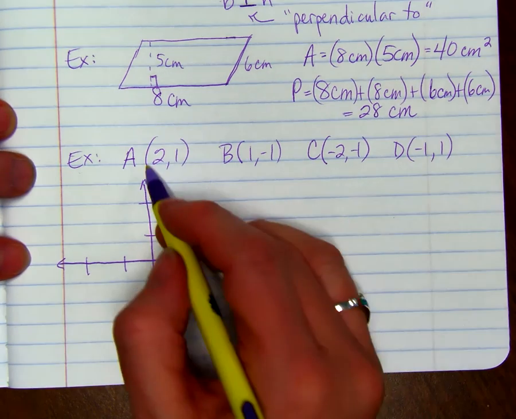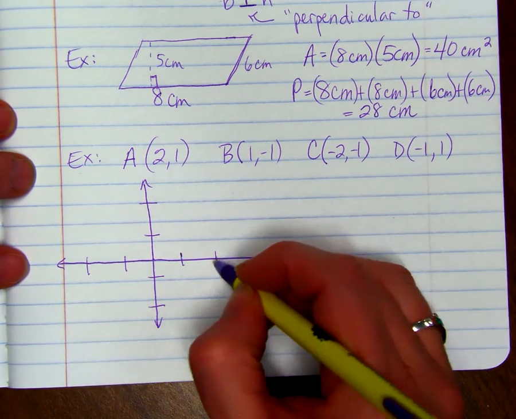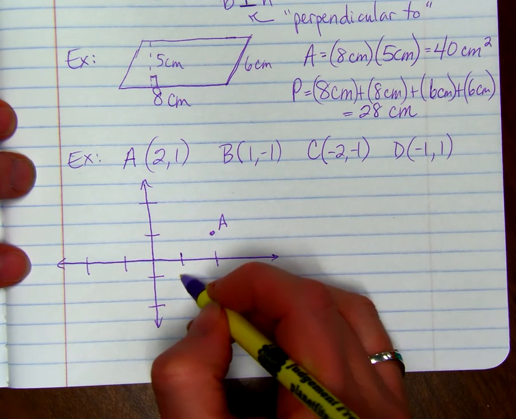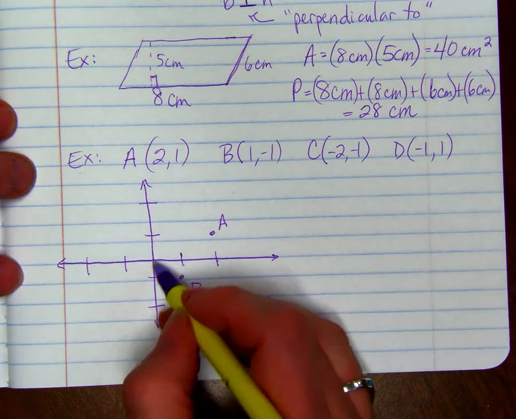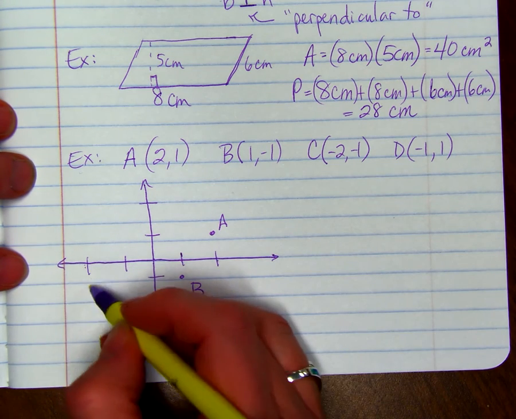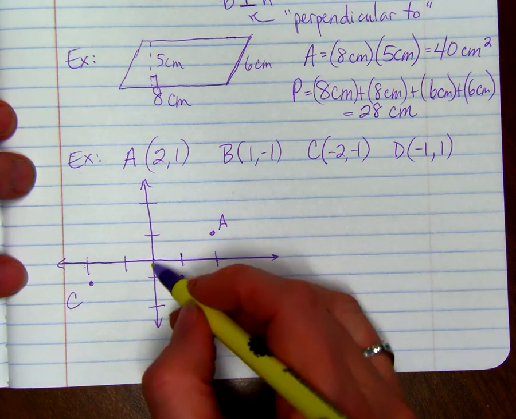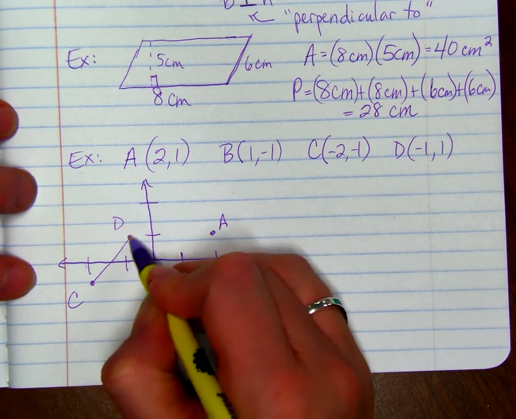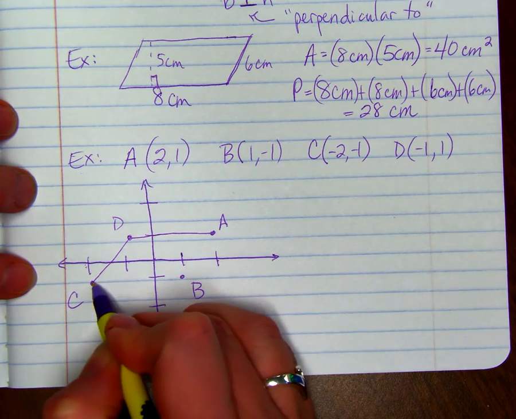So we can graph A at (2, 1), which means we go to the right 2 and up 1, call that A. B is at (1, -1). C is at negative 2, so we go to the left 2 and down 1. And D is (-1, 1). We draw our parallelogram.